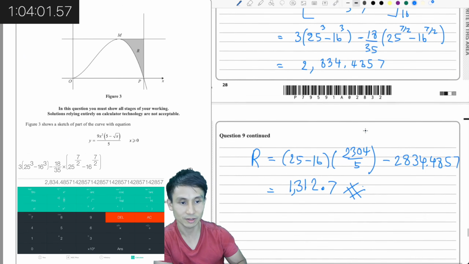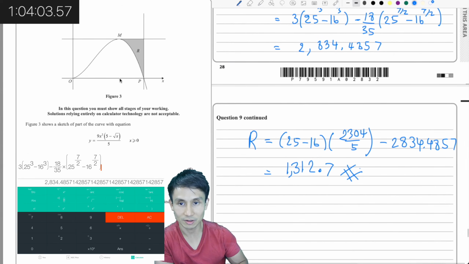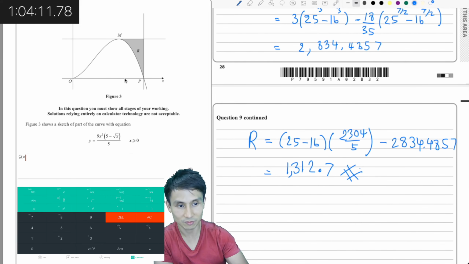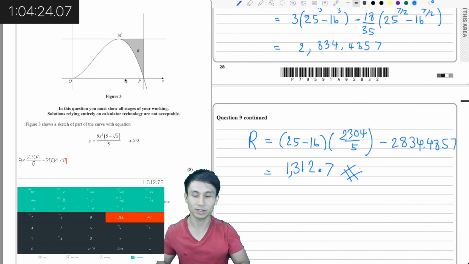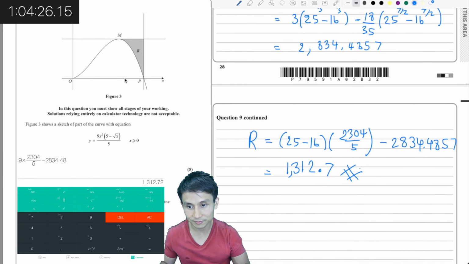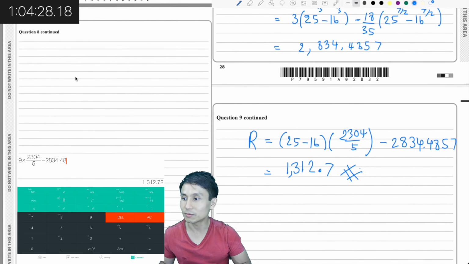Yeah. And then that's the width and the height of the rectangle, 25 minus 16, we get 9. So I have 9 times 2304 over 5 minus 2834. Yeah, that's about right, 0.48. So yeah, the 1 decimal place. So I think I'm gonna stop there, guys.